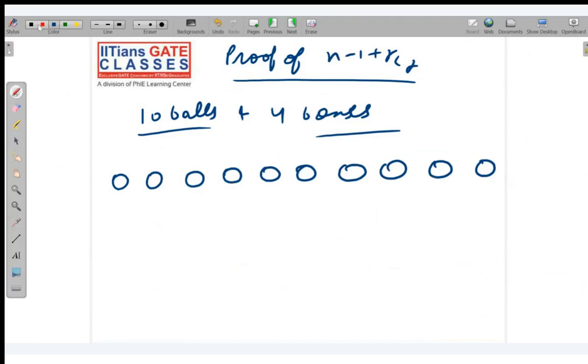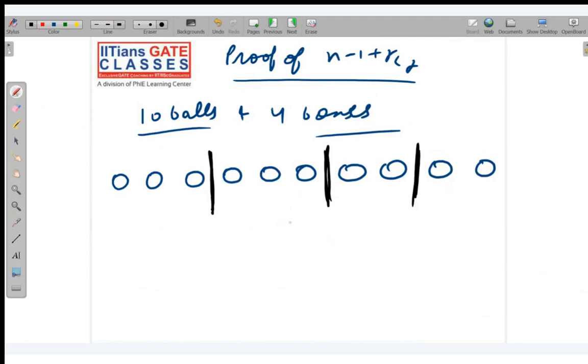So how will I imagine the boxes? I will say like this. This is the box separator. I will apply it once, like this, and I have applied it. So indirectly I have got boxes now. The first box has 3 balls, second box has 3 balls, third box has 2 balls, fourth box has 2 balls. Are you getting it? You can imagine the balls as zeros, and the boxes as ones. 4 boxes were there, but I have applied only 3 ones. So when I apply 3 ones, I get 4 boxes.